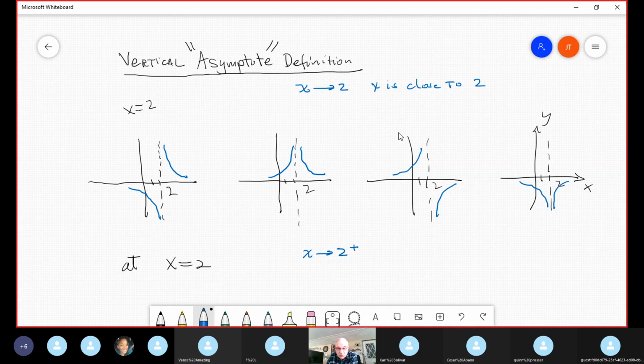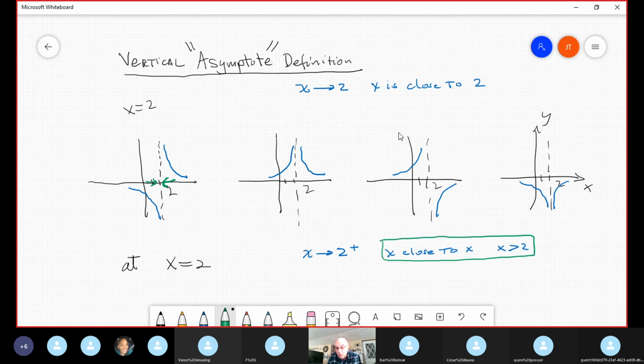Wow, what does 2 plus mean? No, it's not positive 2, it's 2 plus. It's x close to 2, but x is greater than 2. Okay, as you approach it, we have two directions to approach 2. We can approach it from the right, or we can approach it from the left. So when it's 2 plus, it's to the right. This is equivalent to saying that you evaluate at 2.1 or 2.0001.